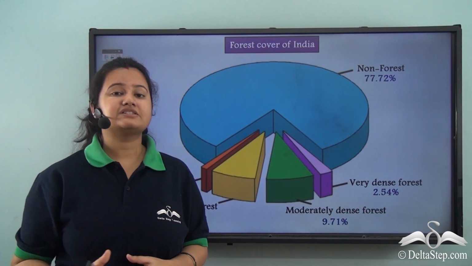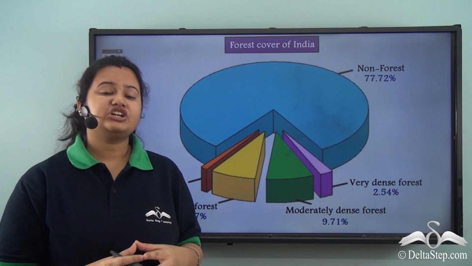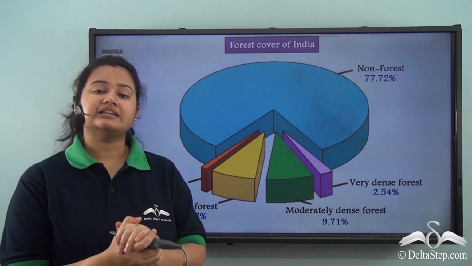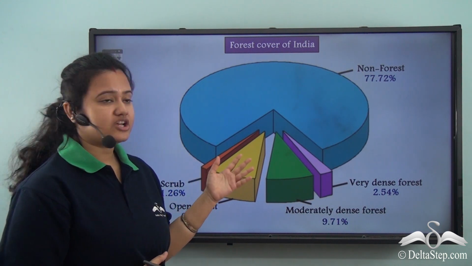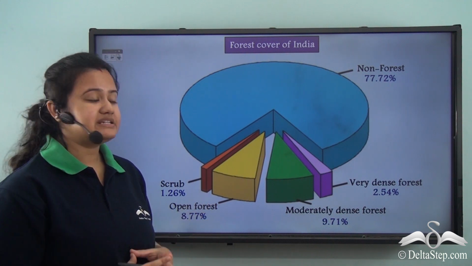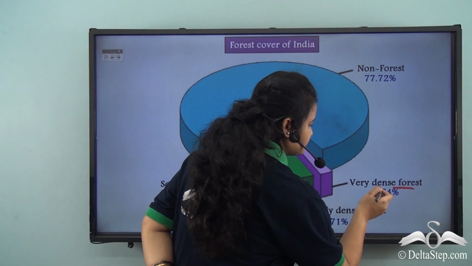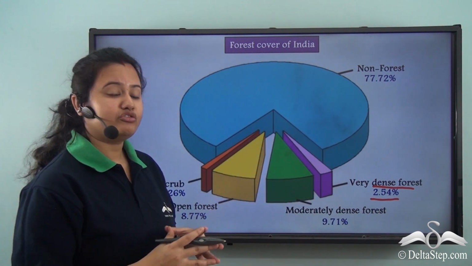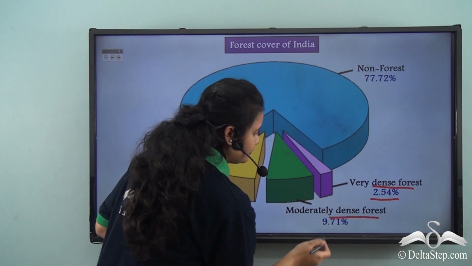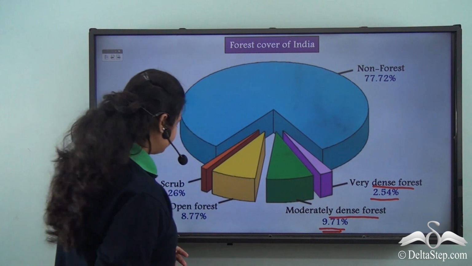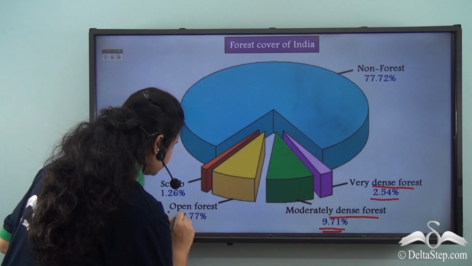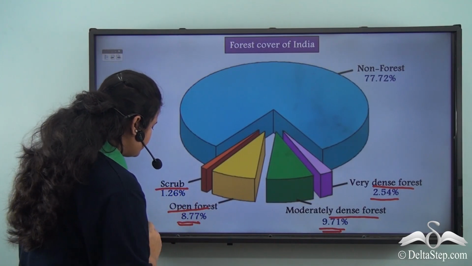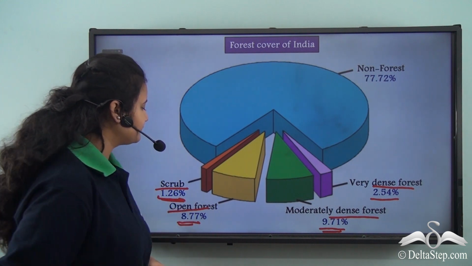In our previous lessons, we discussed that the natural vegetation of India is very diverse and different types of forests exist in this country. Now, this pie chart shows the percentage of land that is covered by very dense forest, and it is 2.5%. Then the percentage of land covered by moderately dense forest is 9.7%, the open forested area is 8.8%, and the portion of land covered by scrubs or thorns is 1.2%.